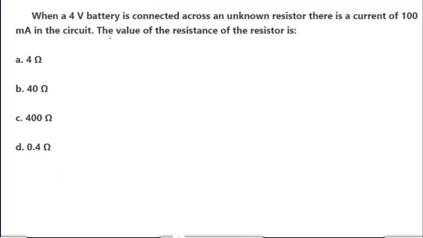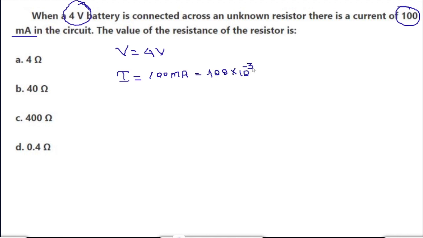Now, when a 4 volt battery is connected across an unknown resistor, the battery is of 4 volts, and there is a current of 100 milliamperes in the circuit. So the voltage is 4 volts and the current is in milliamperes. 100 milliamperes is 100 into 10 to the power of minus 3 amperes, so overall it is 0.1 ampere. Got it? Now it is asking for the value of the resistance of the resistor.